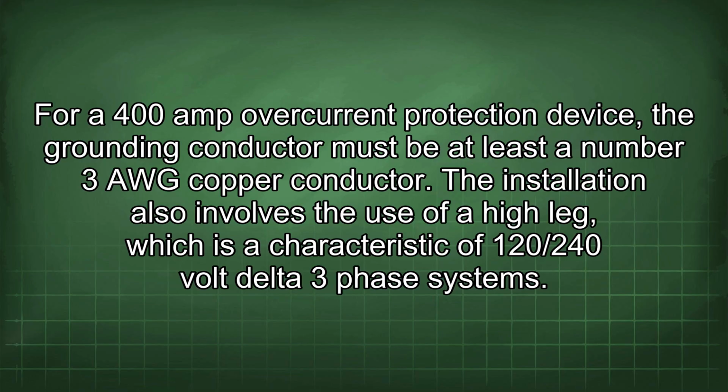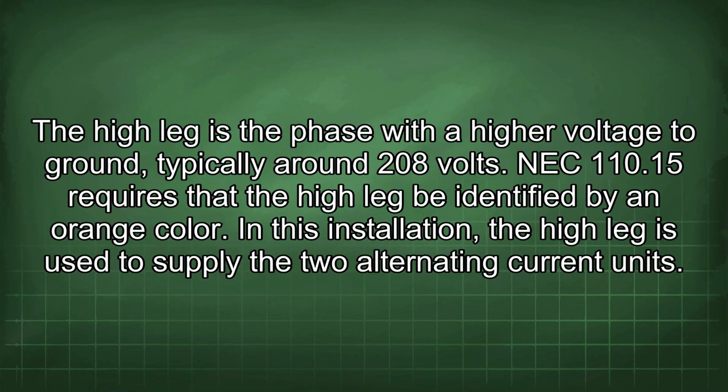The installation also involves the use of a high leg, which is a characteristic of 120/240 volt delta 3-phase systems. The high leg is the phase with a higher voltage to ground, typically around 208 volts. NEC 110.15 requires that the high leg be identified by an orange color. In this installation, the high leg is used to supply the two alternating current units.